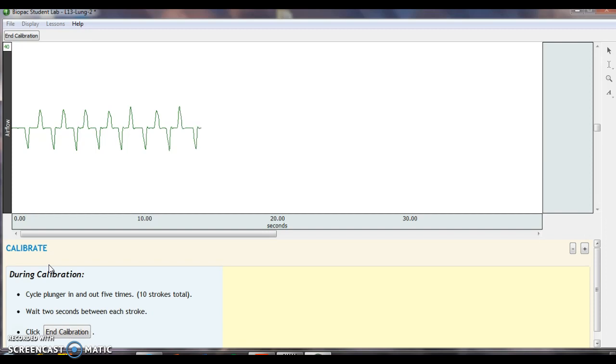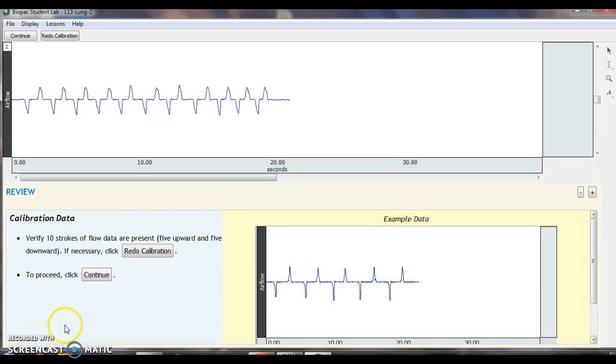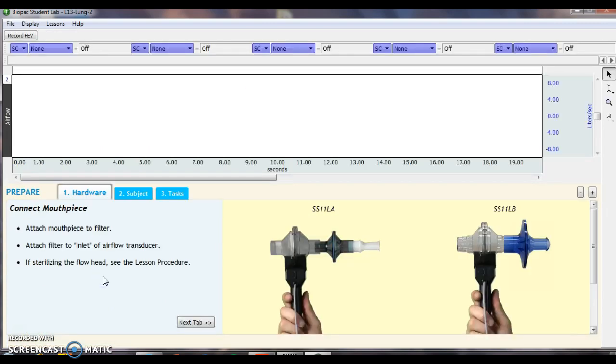And each downward spike, I'm drawing in 1 liter. So I'm going to end calibration. I'm happy with my calibration. I'm going to click Proceed.